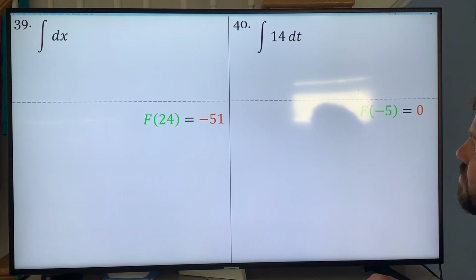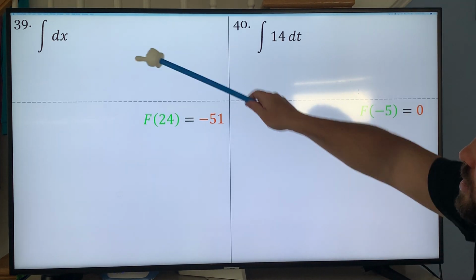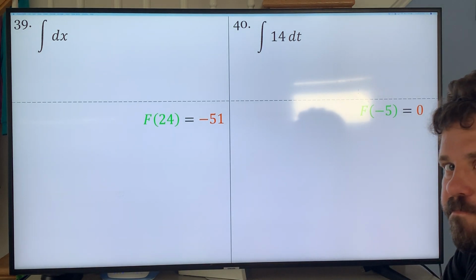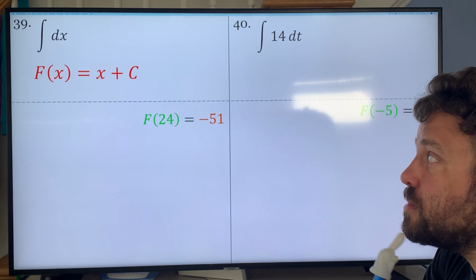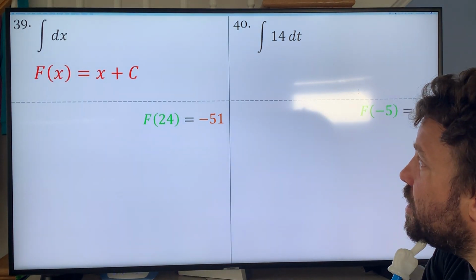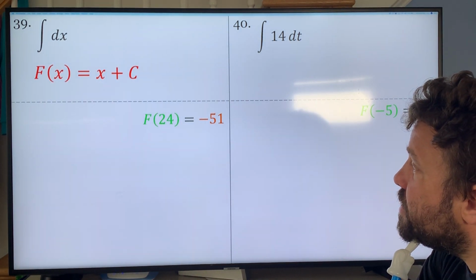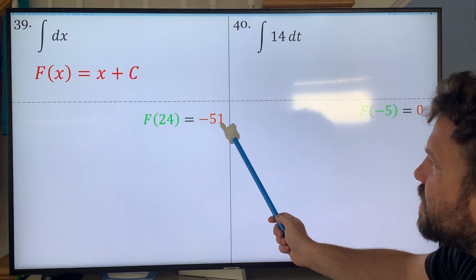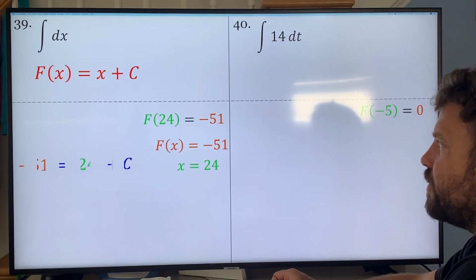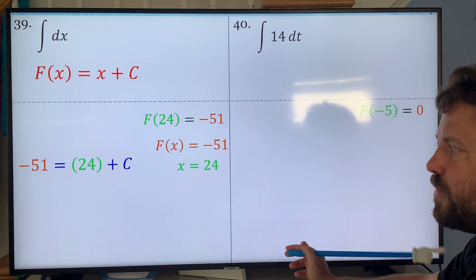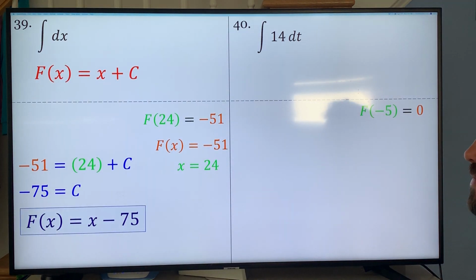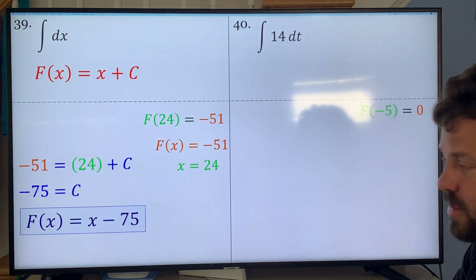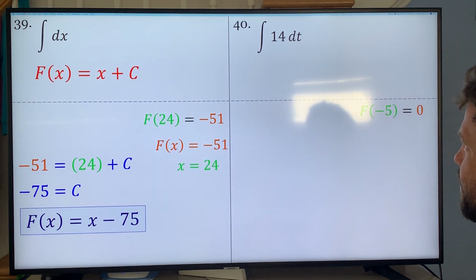2 more slides. Oh, these are the easy ones. What's the integral of dx? This is how we started this. Do you remember? Just x plus c. Wait a second. F of x is negative 51 equals 24 plus c. Negative 51 minus 24. Negative 75. So your answer is just 75. Oops, subtracted from x. I saved myself there.